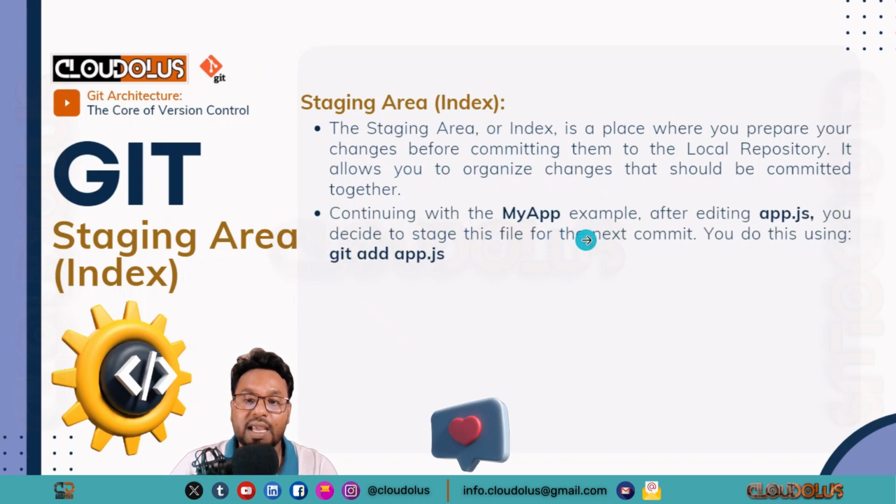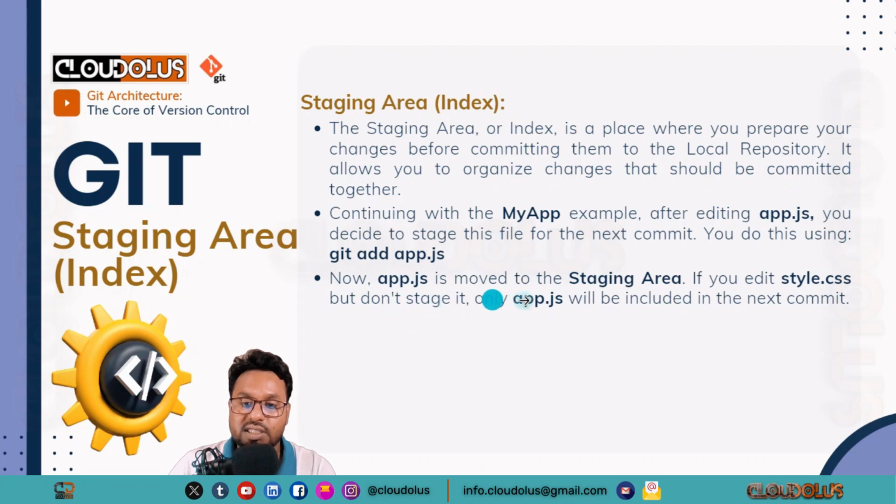And continuing with the my app example. After editing app.js, you decide to stage this file for the next commit. You do this using git add app.js. So when you are ready to commit with all kinds of changes or updates, you use git add app.js to move them to the staging area. And now app.js is moved to the staging area. If you edit style.css but don't stage it, only app.js will be included in the next commit. So this is the overview of the staging area, the index.